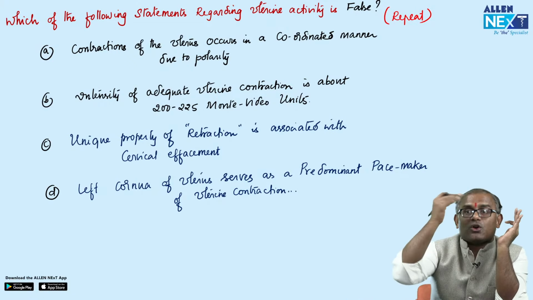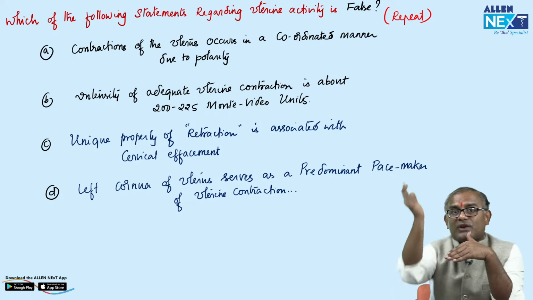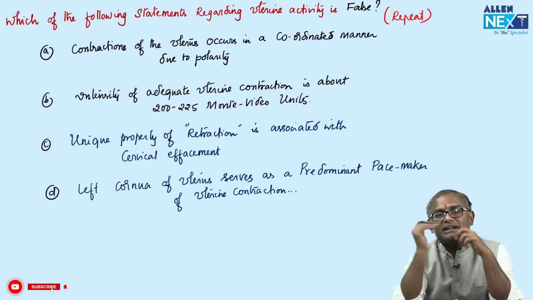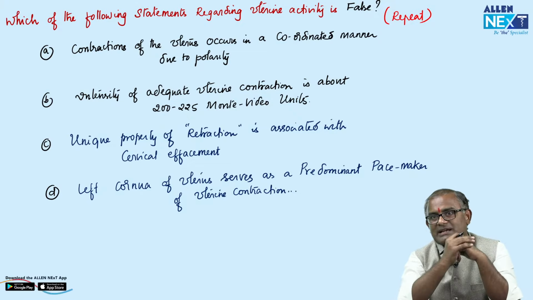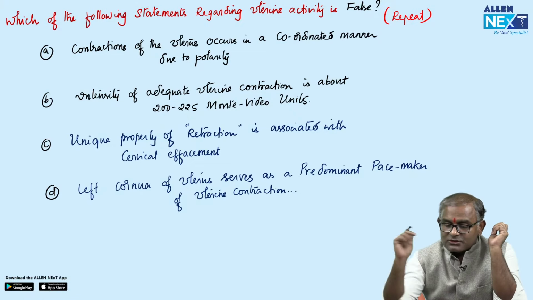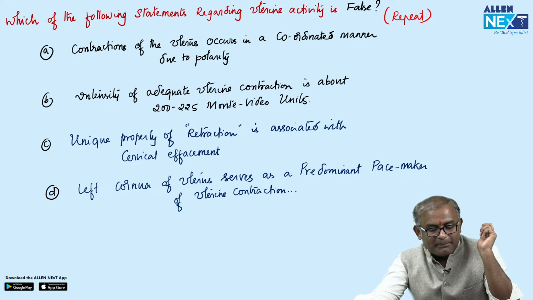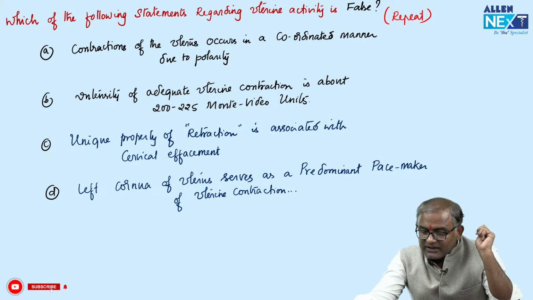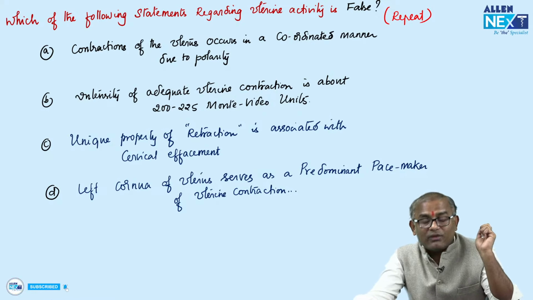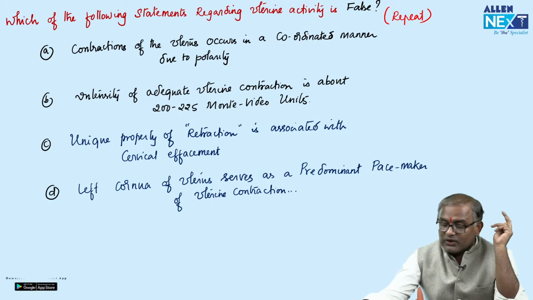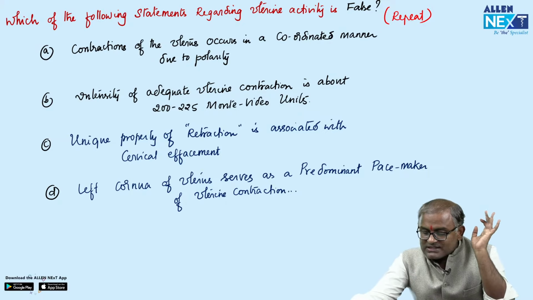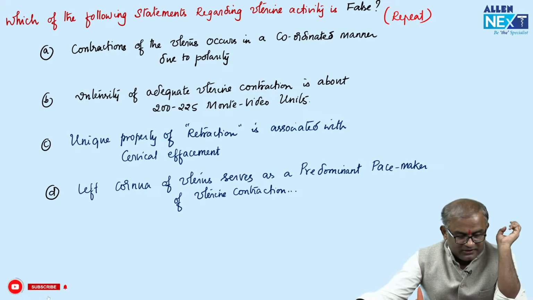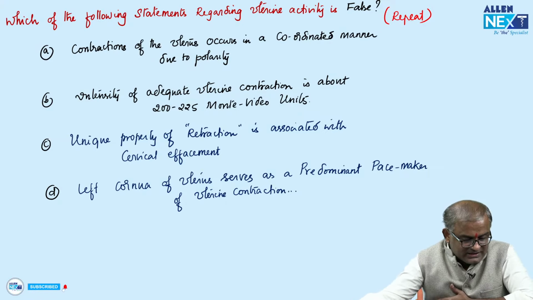Now, the intensity of contraction decreases from the upper segment to the lower segment. So this is polarity, and contraction of the uterus occurs in a coordinated manner due to polarity. The intensity of adequate uterine contraction is about 200 to 225 Montevideo units. The unique property of retraction is associated with cervical effacement. The left cornu of the uterus serves as the predominant pacemaker of uterine contraction. What is the answer for this question, dear doctors?